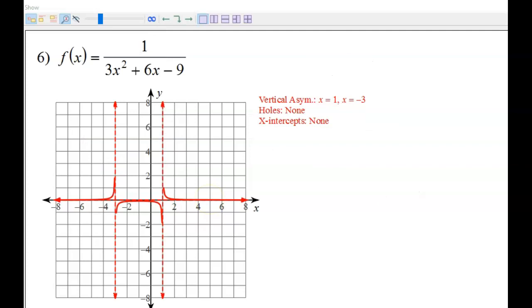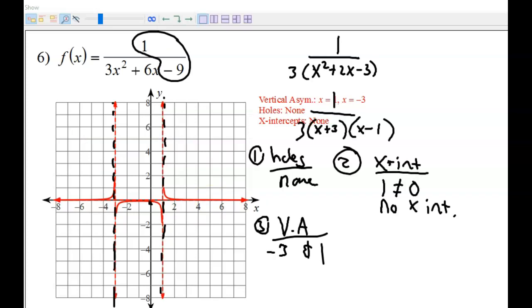What were you copying? The graph? Okay, sure. Take your time.